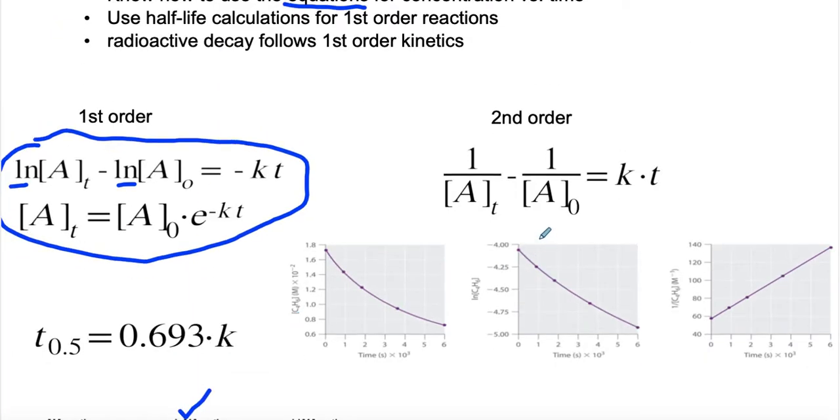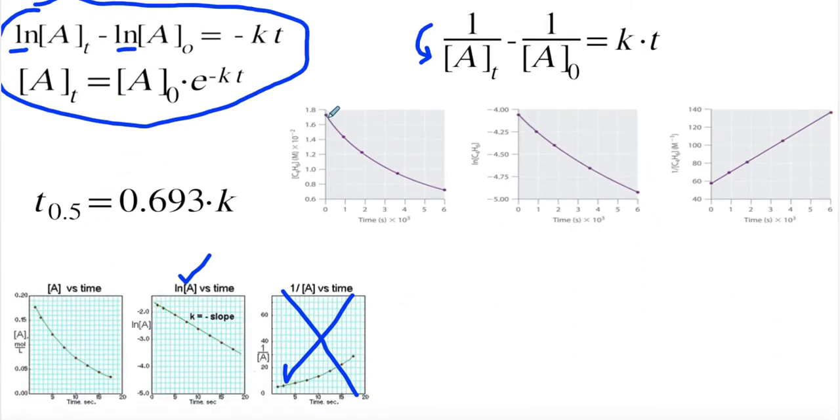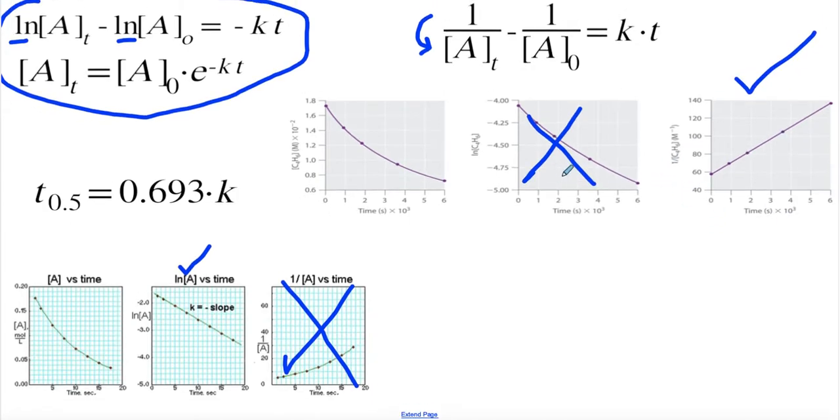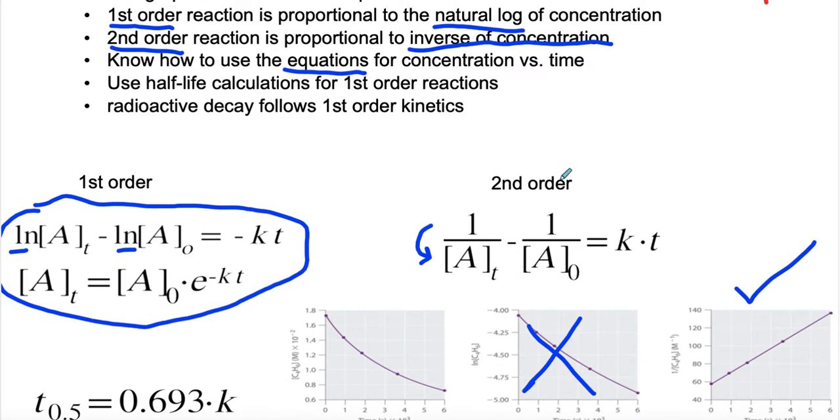For a second order reaction, it's not the natural log, it's the inverse relationship here. So 1 over [A] minus 1 over [A]0 equals kt. And that's a second order reaction. It's a very similar curve for the concentration, but when you do the natural log, it's not a straight line, but when you do the inverse, it is a straight line, and so this shows an inverse in second order.